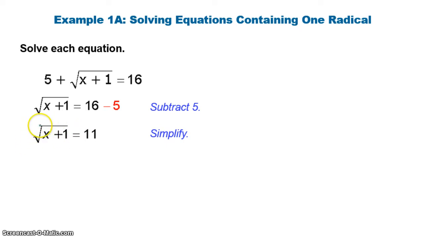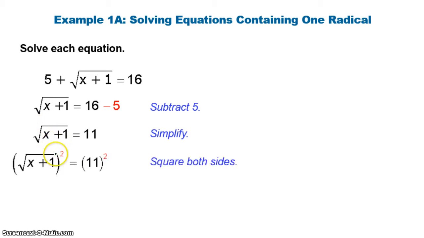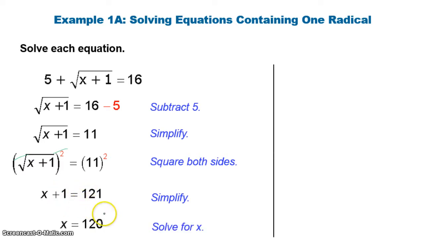Now, you know what we're going to do here. In order to get rid of the square root, we have to square both sides because they are inverse operations of each other. And when we do that, these will cancel each other out. So all we'll have left is the x plus 1 here, and then 11 squared is 121. Move your 1 over, and you get x equals 120.